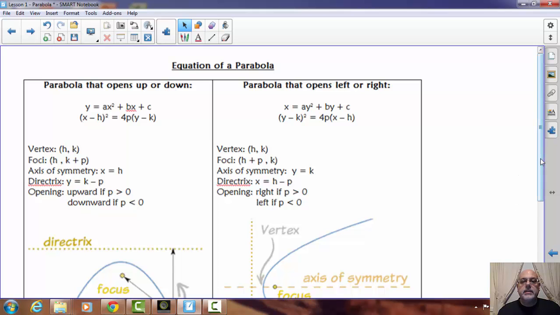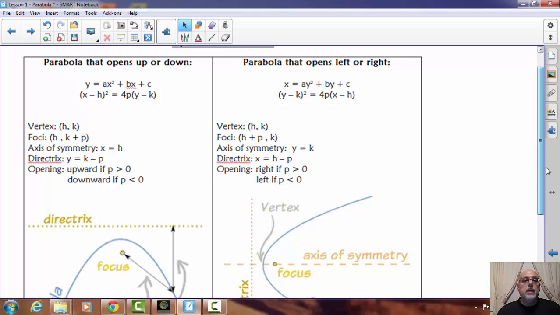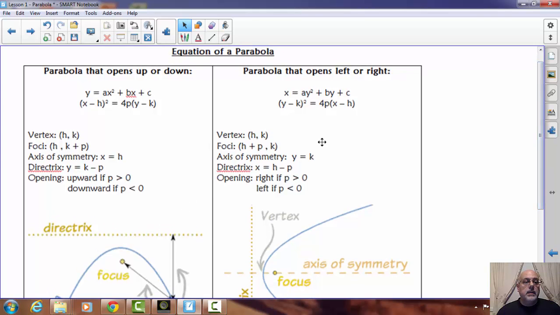All right, so let's take a look at this. Just like in the last lessons with circles, ellipses, and hyperbolas, we've got this little reference sheet. We're going to be looking at a parabola in a different format of the equation. Usually we're used to seeing it in this format: y equals ax squared plus bx plus c. And now we're going to be looking at it in this format.